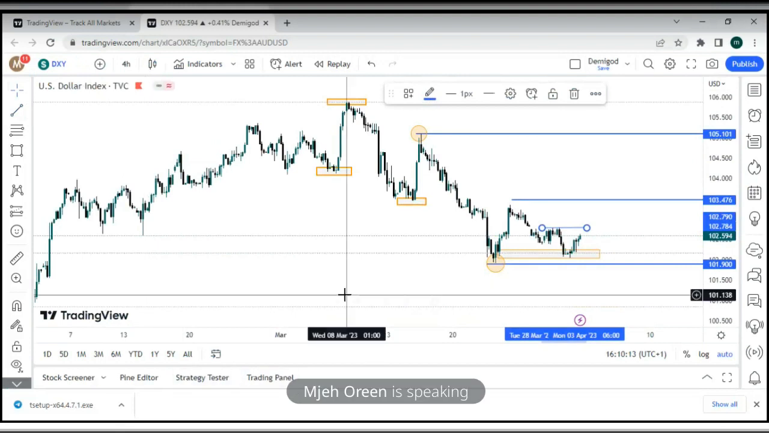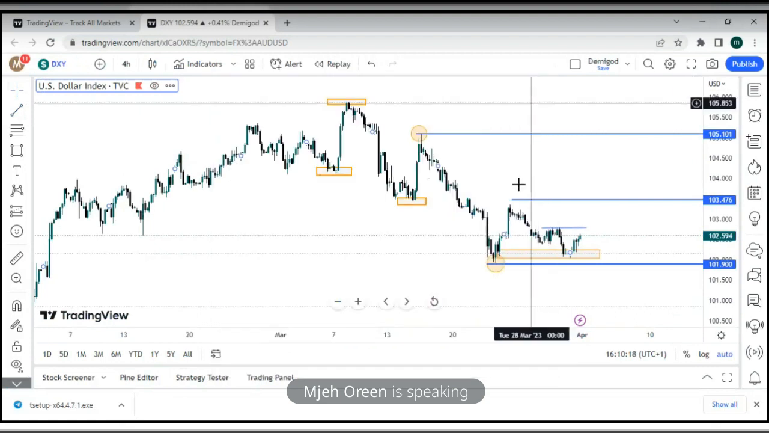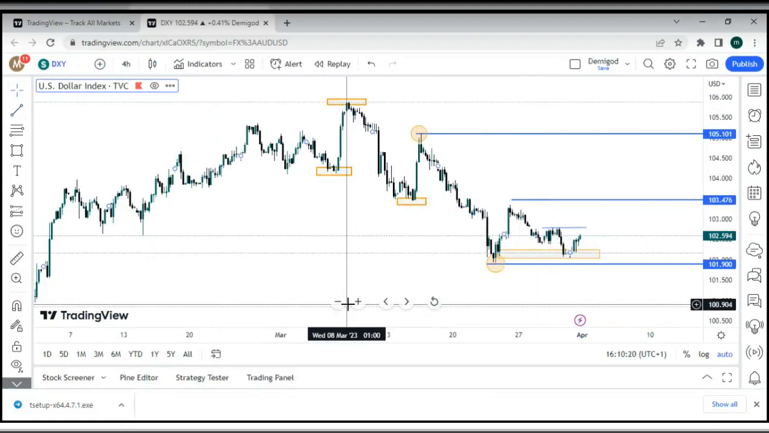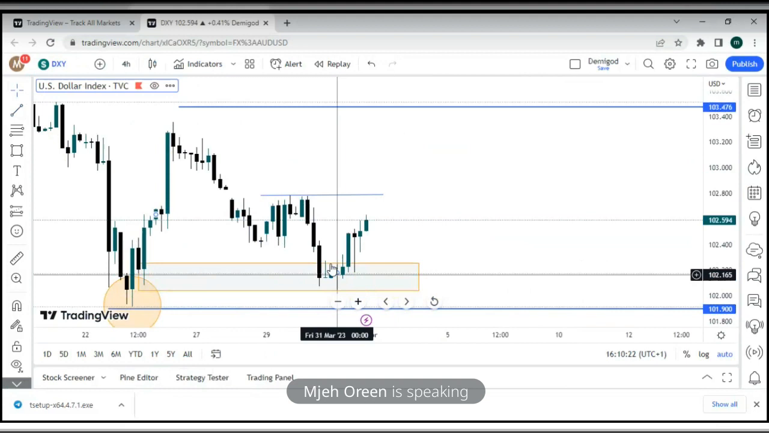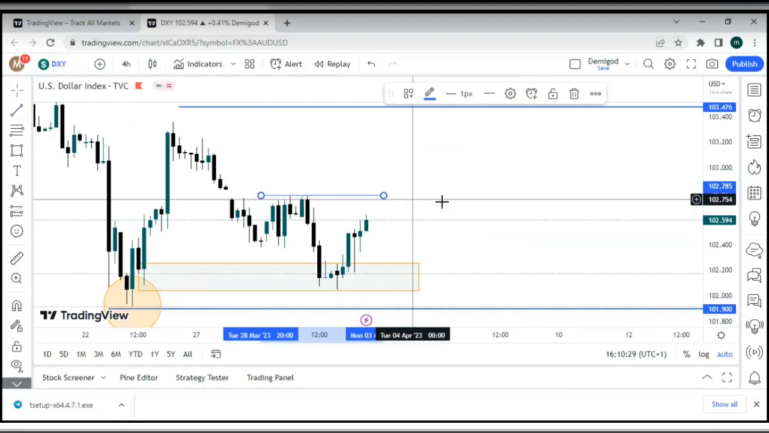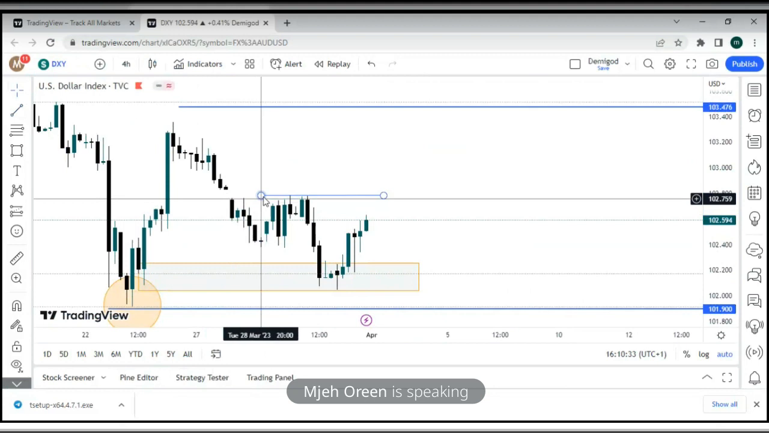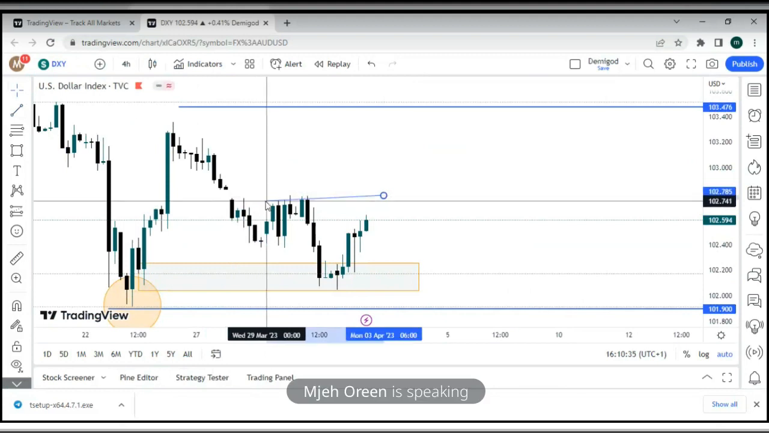So yeah, the dollar should go bullish. The bullish flow should be sustained. We have a liquidity here that needs to be cleared, right? So the bullish flow should be sustained.